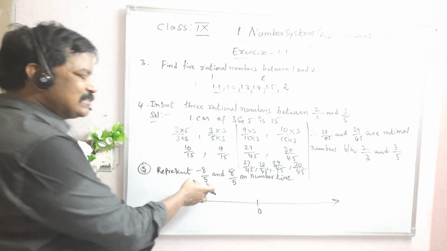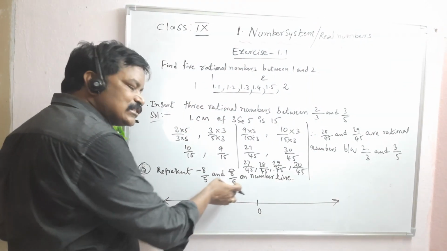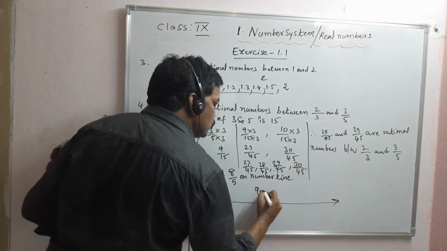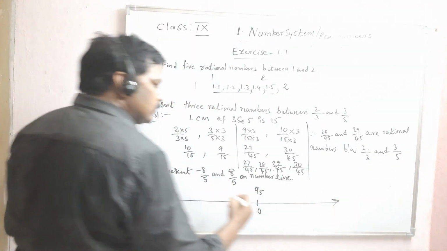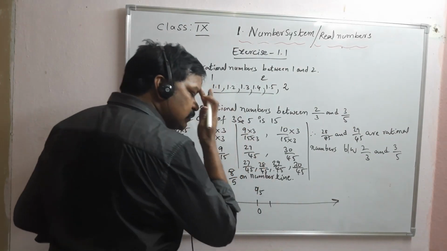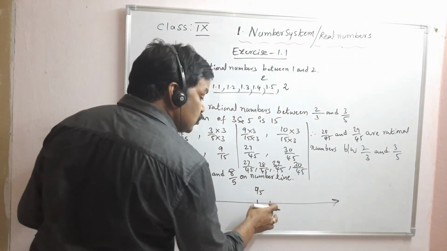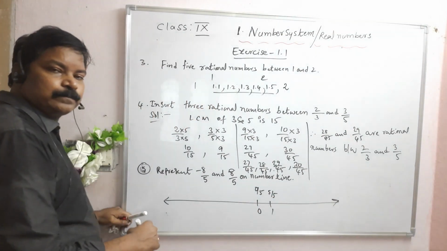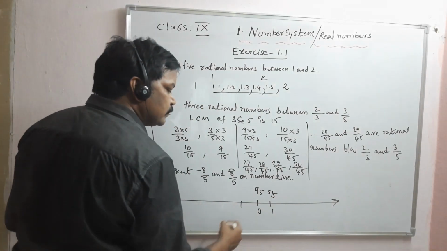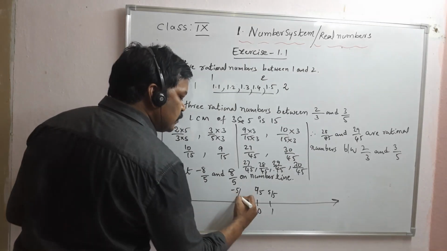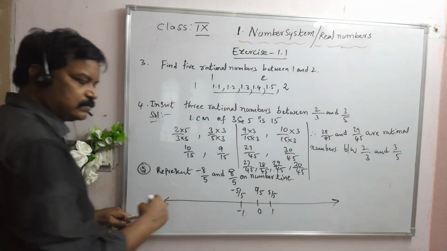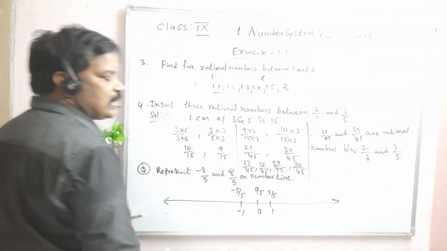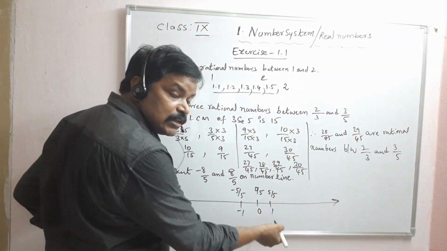So what is the denominator for both the fractions here? 5. So this 0 can be written as 0 by 5. The next one is 5 by 5, which is nothing but 1. Here minus 5 by 5 is minus 1. Why? Both 5 and 5 get cancelled, then it is minus 1. 5 by 5 also same.